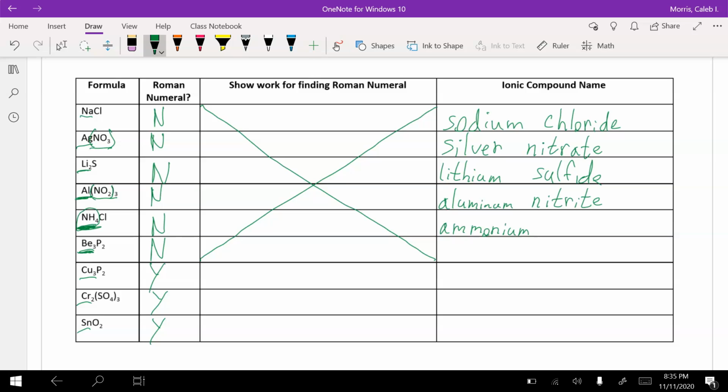And then we have this Cl, which is chlorine. We need to call that by its ide name, chloride.